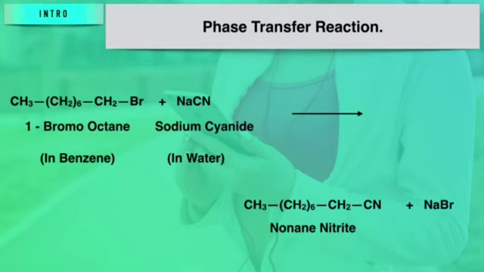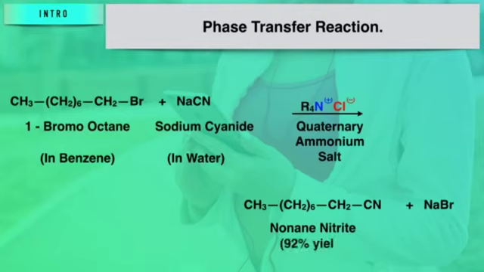Here comes the important role of your catalyst, which is called a phase transfer catalyst, and that's your quaternary ammonium salt. It has been observed that even if we add a very small amount of a quaternary ammonium salt to this two-phase mixture and the mixture is stirred properly, it results in the formation of nonane nitrile in a good yield. Can you imagine how much? It results in 92% yield of nonane nitrile, and this reaction completes within about 2 hours.